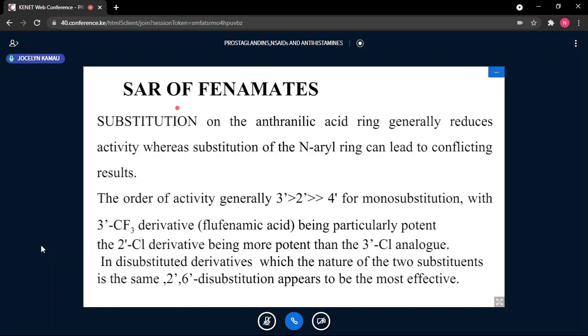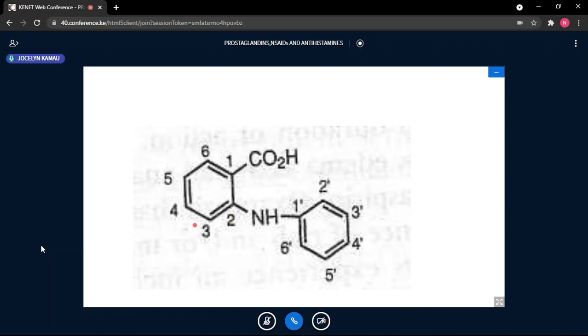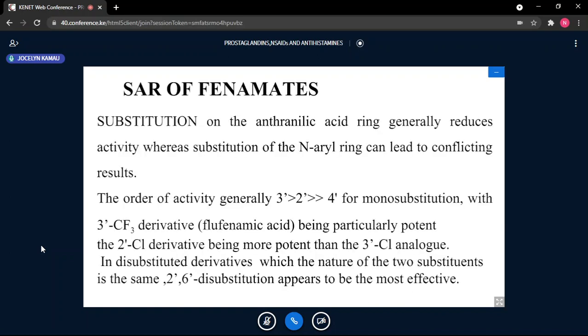And we are noting the SAR: substitution on the anthranilic acid ring generally reduces activity, whereas substitution of the N-aryl ring can lead to conflicting results. All we are saying is that you cannot substitute this ring, the anthranilic ring up to the amino group. If you do substitution on that ring, you get a reduction or abolished activity. But this ring you can substitute, and we are saying it brings about conflicting results because for some groups you put them in a certain position, you get maximum activity. For others it is different, but in general the order of activity is 3' greater than 2' greater than 4' for mono substitutions.